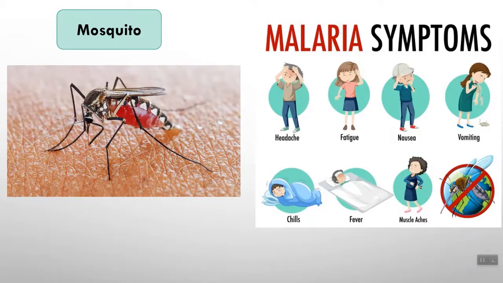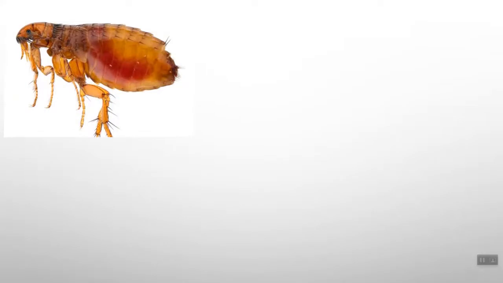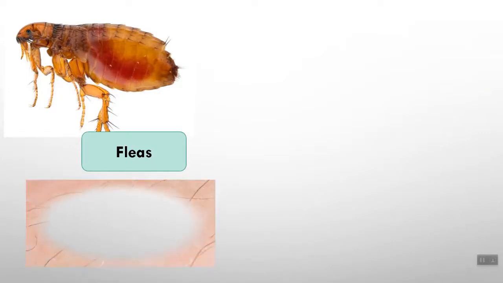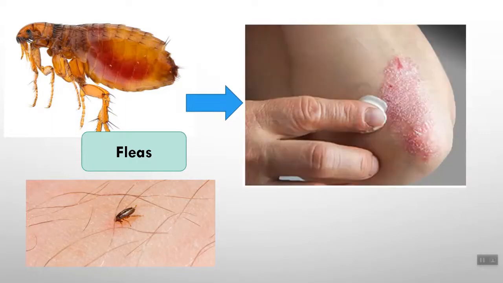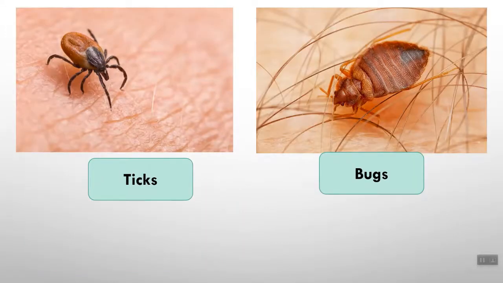And also we have another external parasite: the fleas. The fleas are external parasites that cause the disease called plague. Plague is the disease that is caused by the fleas. And also we have the ticks and bugs. They are other external parasites. They cause diseases to the host.